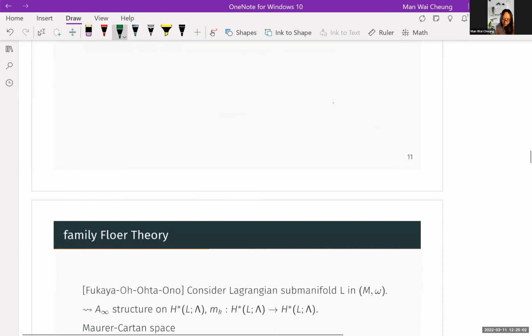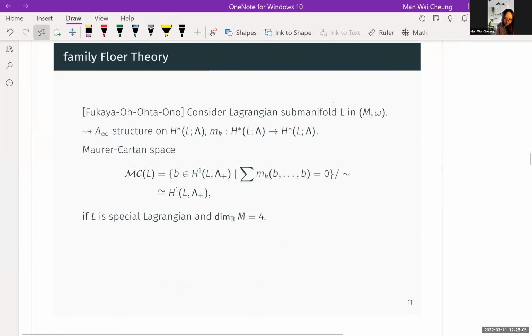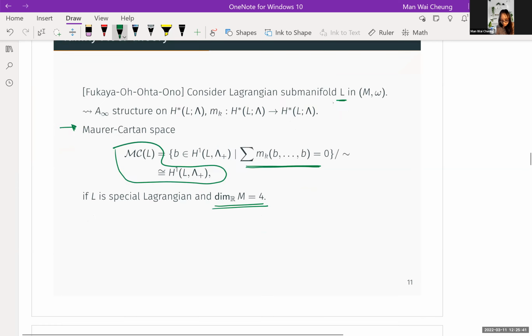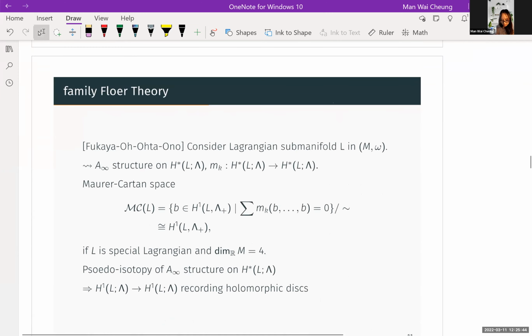And then once we have this A infinity structure, we can define the Maurer-Cartan space, which is kind of the zeros of this A infinity structure. And then to formulate our upcoming setup, we are in dimension 2. Here, if L is a special Lagrangian, and we are in dimension 2, so real dimension is 4. In this case, the Maurer-Cartan space is actually just H^1, where you can see a torus already.